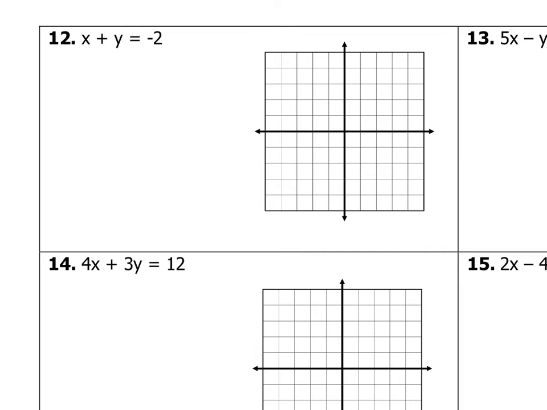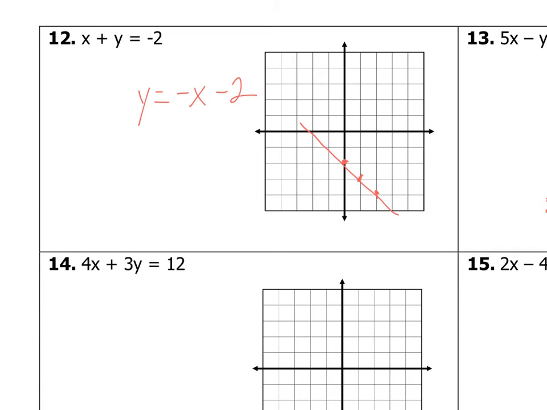Alright, x plus y equals negative 2. Again, first step, solve for y. When I solve for y, I'm just going to subtract x. I get y equals negative x minus 2. That's what I want to graph. All I did was subtract x from both sides. So negative 2, y-intercept. I have a slope of negative 1, so that means I'm going to go down 1 and right 1. And we just keep going down 1 and right 1. Alright, and our line looks something like that.